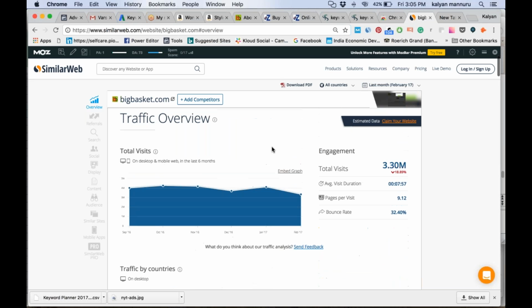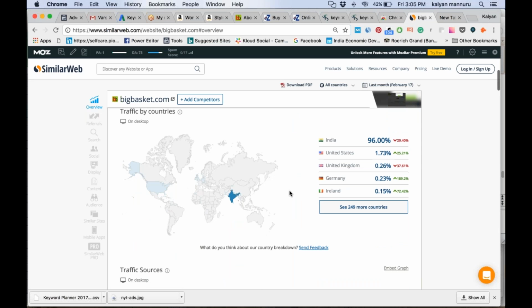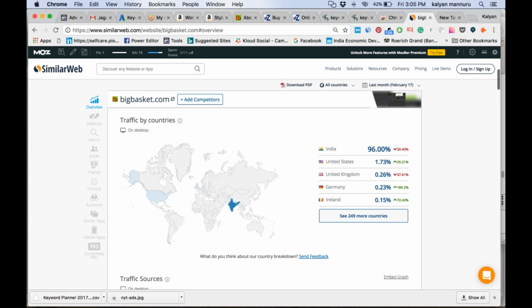Bounce rate is nothing but whoever visits the website and quits immediately. Out of 3.3 million people who visited the website, some quit the website immediately, within less than 5 seconds. He is quitting. That's why it is called a bounce. He bounced. 32% have bounced from this particular website. So this is a comparison analysis you can do. You can also see his popular countries. India, 96% of traffic he is receiving is coming from India.